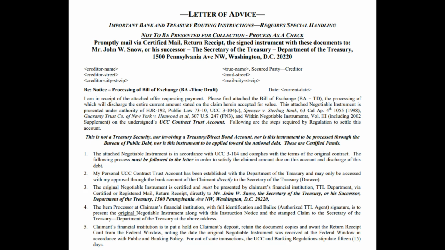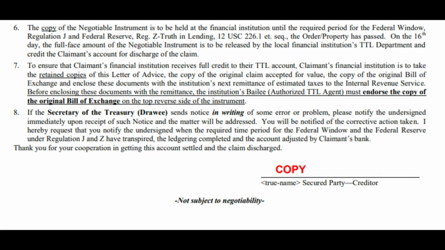Because this is all legal, you want to stick to the letter of the law here, which is what they should do too, but they don't always do that. So that's why you need to know what the law is so you can put them in their place if you ever have to, because they're not going to, you know what I'm saying? So number 6, the copy of the negotiable instrument is to be held at the financial institution until the required period for the federal window, Regulation J, and Federal Reserve, Regulation Z.